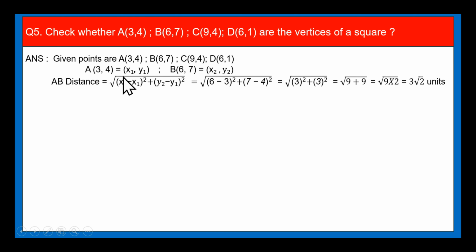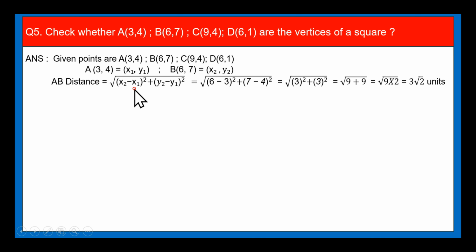AB distance is root over (x2 minus x1) whole square plus (y2 minus y1) whole square. x2 is 6 and x1 is 3, so (6 minus 3) whole square plus (y2 minus y1) whole square. y2 is 7 and y1 is 4, therefore this is (7 minus 4) whole square. 6 minus 3 is 3 square, 7 minus 4 is also 3 square. 3 square plus 3 square, that is 9 plus 9, which is 18. You can write 18 as 9 into 2. Square root of 9 is 3, so 3 root 2 units. This is the length of the first side AB.